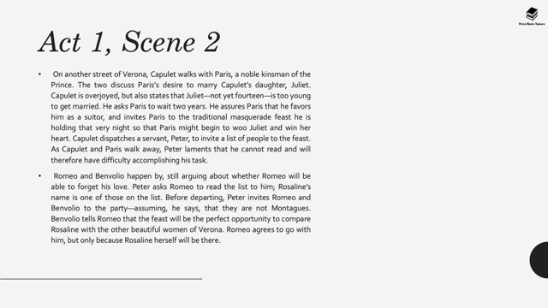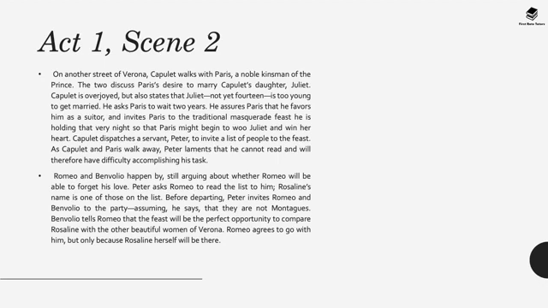He assures him that he favors Paris as a suitor, and he invites him to the traditional masquerade feast he's holding that night, so that Paris might begin to start wooing Juliet and win her heart. Capulet then dispatches a servant, Peter, to invite a list of people to the feast.